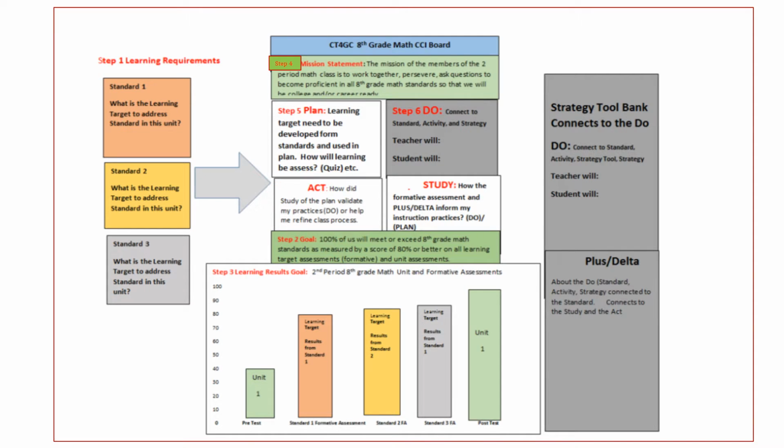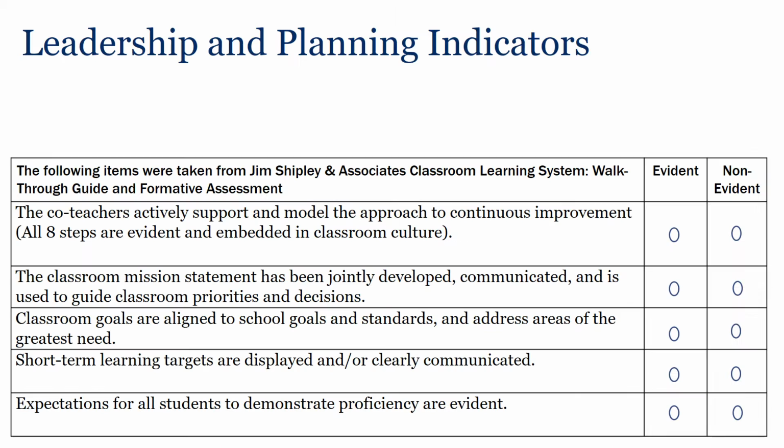So again, looking at the classroom data wall, let's go ahead and review the leadership and planning indicators. If the mission statement is not posted in the classroom, then you need to select non-evident. Remember, it should also be clear that the mission statement was jointly created by the teachers and students and has become the classroom norm. Classroom goals are found on the data wall or somewhere in the classroom and discuss what the class or the group will achieve this school year.